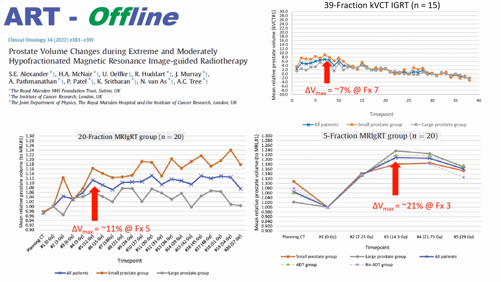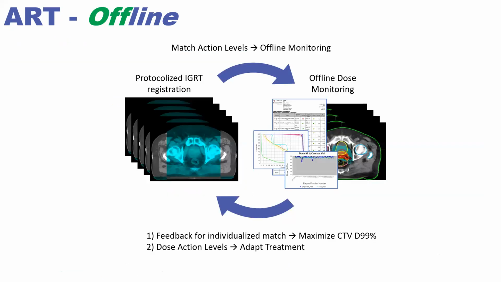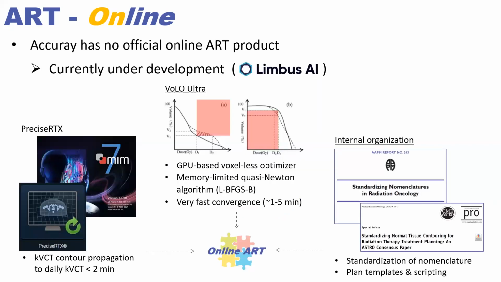They're actually following the volume. It looks like it's doing a pretty good job. So just to give you an idea of the process, it really is protocolized registration. If people aren't meeting our levels, we go to offline monitoring. With the dose monitoring, we then give feedback for an individualized approach, so we don't have to readapt, or can we better position this patient off our standardized to make the dose criteria of the target? If not, we adapt the treatment. So this is essentially what you're doing on online adaptive. You're just doing it faster with the patient on the treatment table.